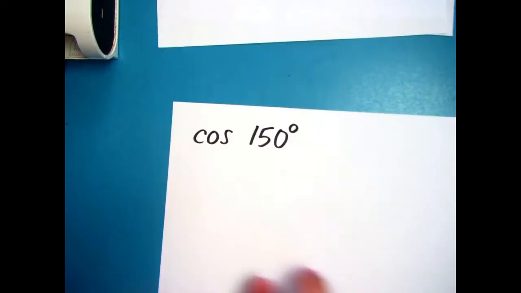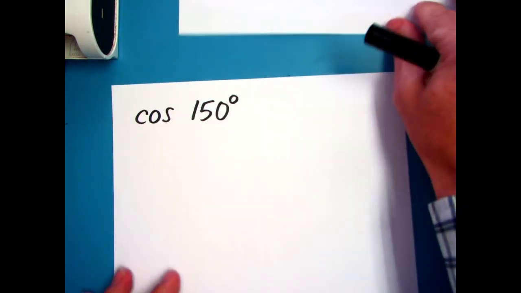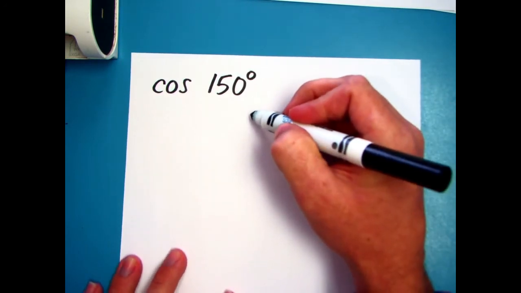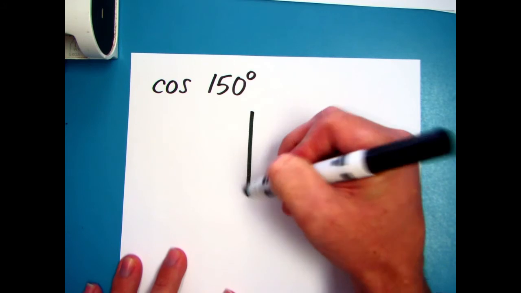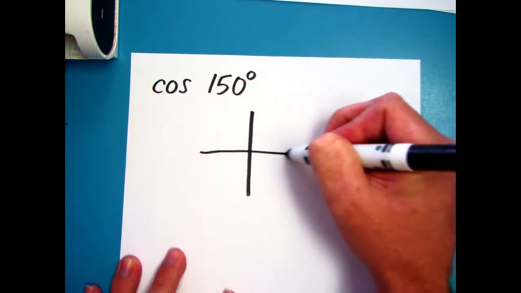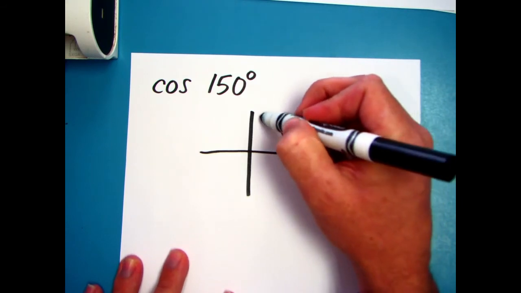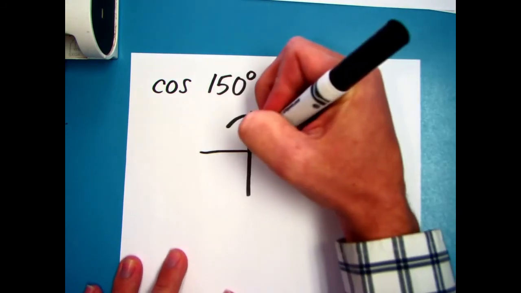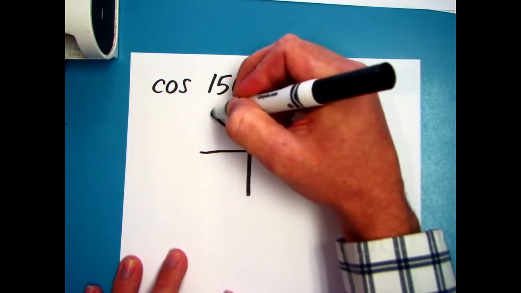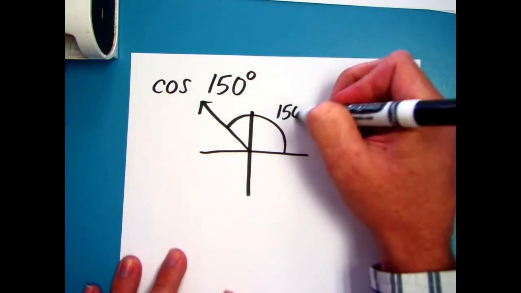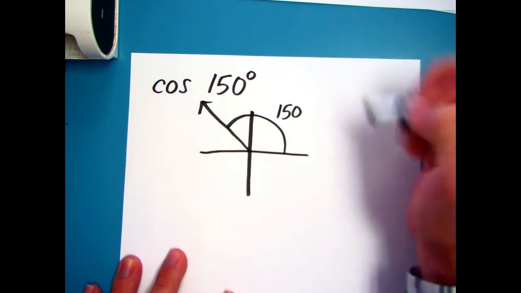I'll walk you through another problem. I'm not going to write every step of the way, but I am going to be drawing the picture. Let's do the cosine of 150 degrees. Step 1 is to draw the triangle in standard position. So here is 150 degrees. It puts me in quadrant 2.